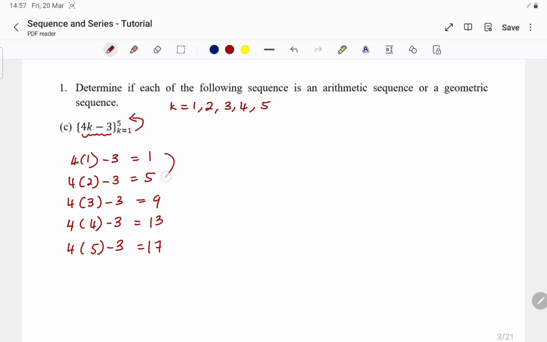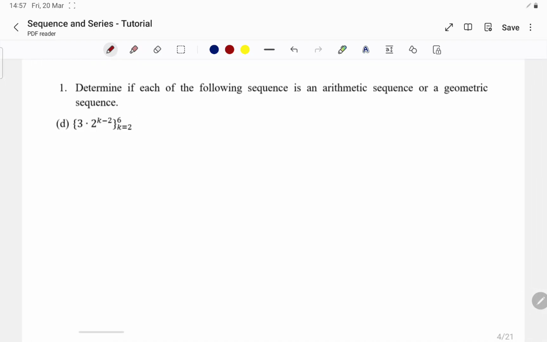And then you have to check the difference between each term here. If you see, it is plus 4, plus 4, plus 4, plus 4. So I write this is an arithmetic sequence. Okay, now we'll proceed to question D.